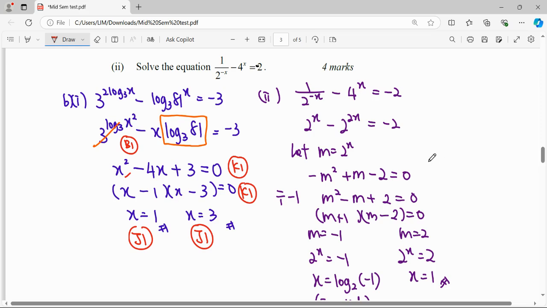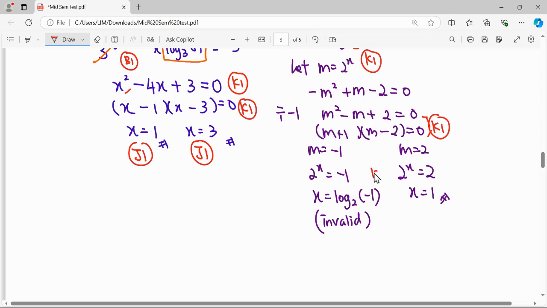Then for indices, firstly, we simplify our indices of the equation here into base 2. Then we will obtain a quadratic where you need to factorize to get the answer. So to get the answer, we need to substitute back our indices here. Then we can notice one is invalid, one is valid. So this is our final.